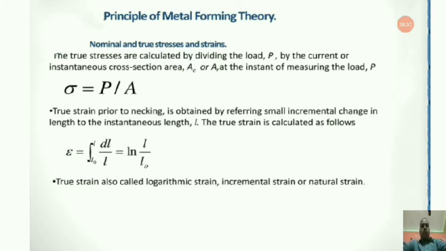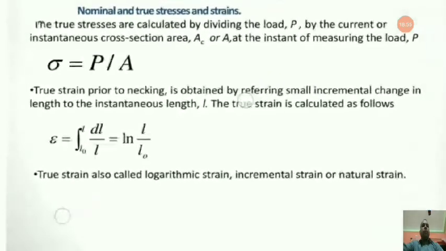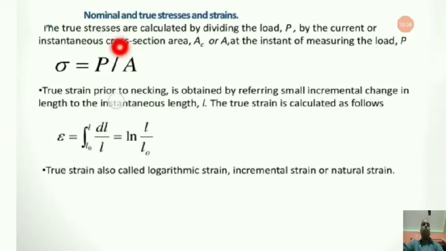Before starting directly on the failure theories, you just need to recapitulate the basic things, that is the nominal and true stresses and strains. These we have already covered in the strength of materials classes, but to recapitulate once more, the true stress is calculated by dividing the load P by the current or instantaneous cross-sectional area. Instantaneous means at that particular time. So each and every time the cross-section is changed.